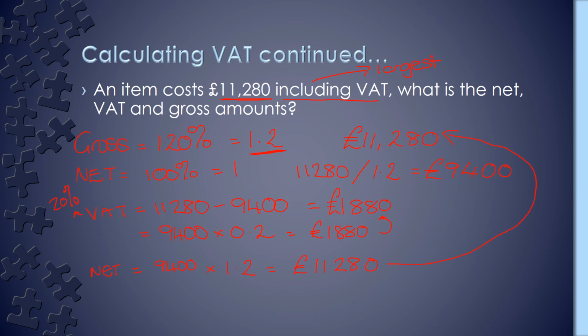So work out what your VAT percentage is, work out what your gross percentage is going to be. So your gross is always going to be your 100 plus your VAT amount. Your net will always be 100, and your VAT obviously is whatever percentage you're given in the question. Work that out as a decimal and then apply it into your formulae.